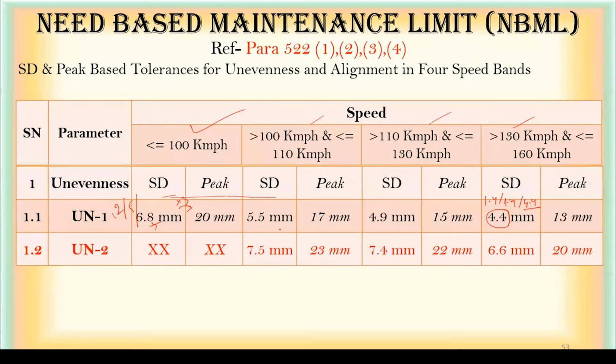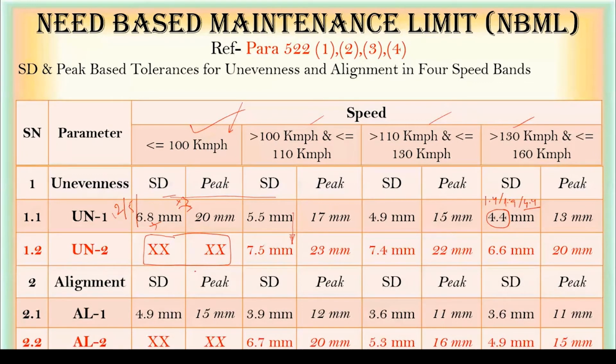So this is increasing as per the order: in NTL it was the lowest, in PML after that, in NBML after that. Then again in long chord, unevenness defect is not required for this speed band, so not given, and you can find these defects. As the chord length increases, the defect size or the tolerance size increases.